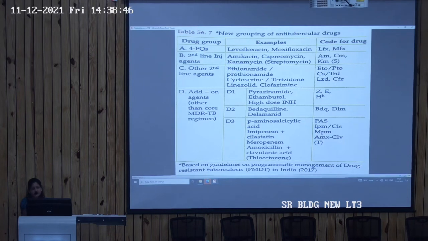They have again classified the drugs as group A, how you need to include them in a regime. Okay, so group A comes fluoroquinolones, group B second line injectable agent. In this order you will include it in the regime. Other second line agents, and they are the add-on drugs in which pyrazinamide, ethambutol and high dose of isoniazid, D2 bedaquiline and delamanid, and D3 the other drugs will come. ठीक है, ये जो classification है, it is for drug resistant TB. Grouping is being done. Based on that, they are included in the regime.